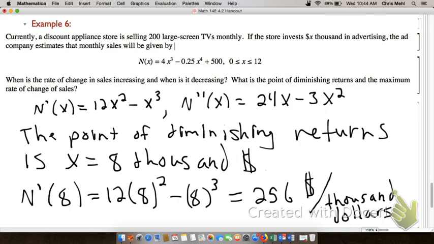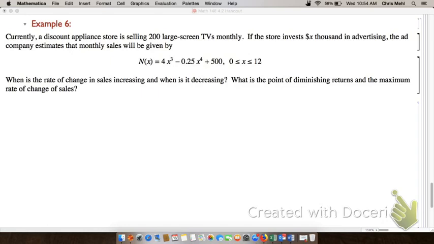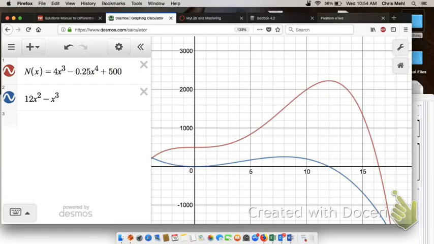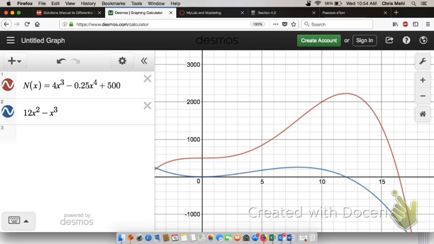And then last thing I want to do, this video is getting kind of long, I just want to show everybody Desmos real quick. I want to show you the graph of the original function and the derivative. Okay, so here I am on the Desmos graphing calculator, and the graph in red is the sales function. And the blue graph is going to be the derivative. And what I want you to notice, at $8,000 in advertising, to the left the derivative is increasing, to the right the derivative is decreasing.